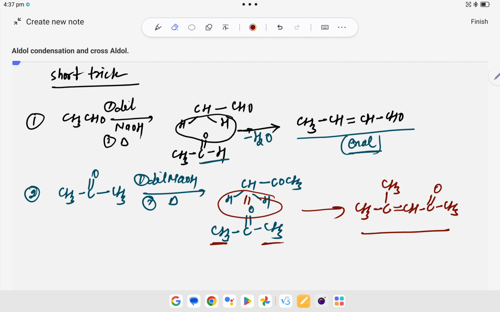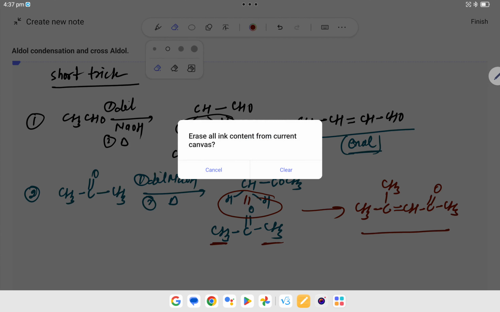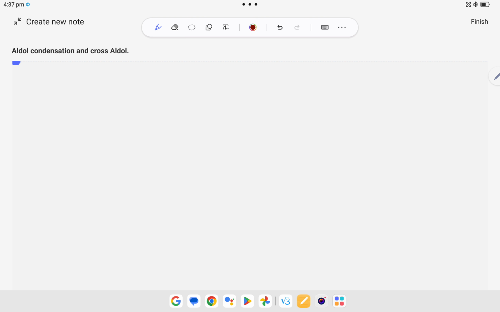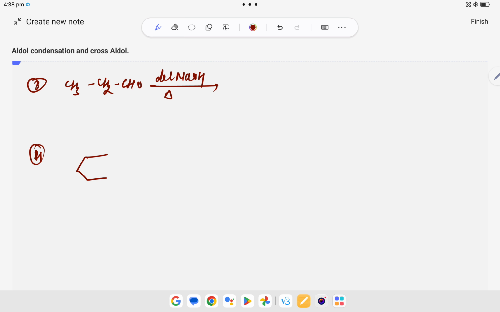Remember this trick. So I am giving you two questions. Solve them on your own. Try to solve. Number 3: CH3 CH2 CHO, dilute NaOH and heat. And number 4 is C double bond O, CH3, same condition. So try to solve these two questions. In the next video I will give the solution for these two questions.